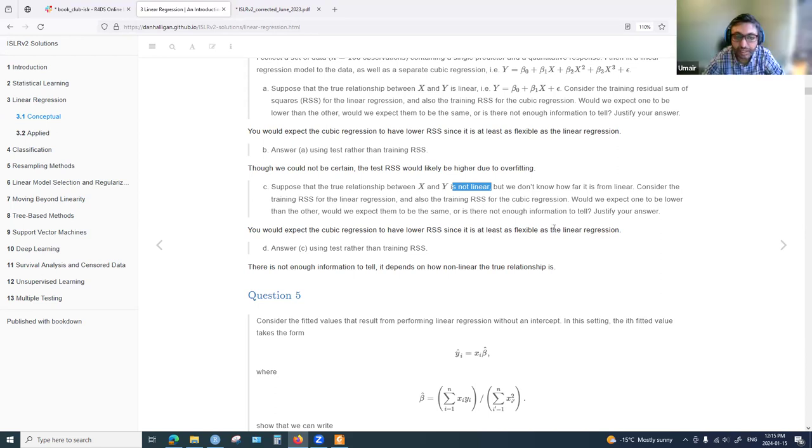Okay, part D, answer C, using the test set. And so in that case, we don't have enough information. It depends on how nonlinear the relationship actually is. So without actually fitting the model, we can't say.